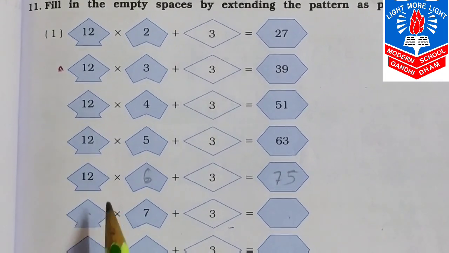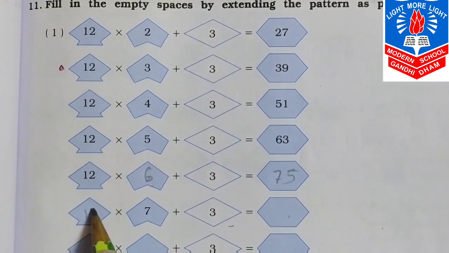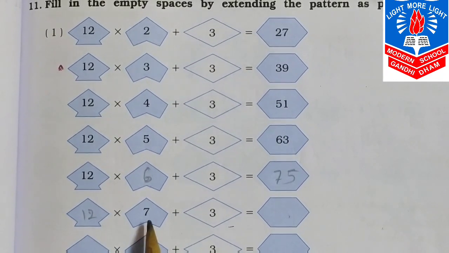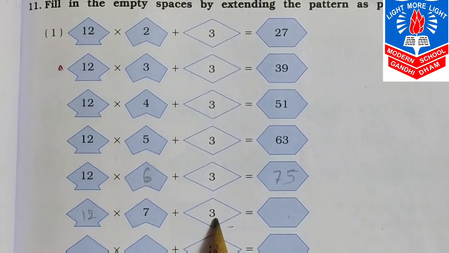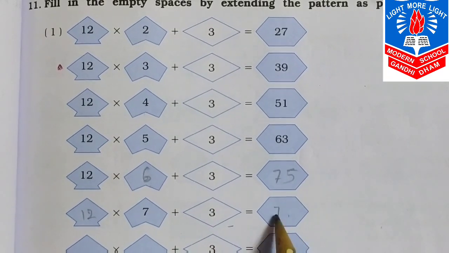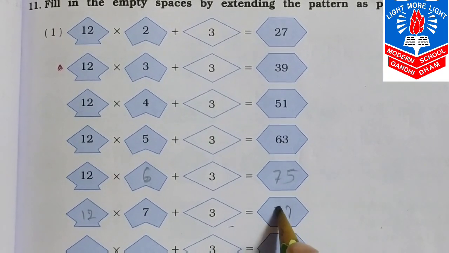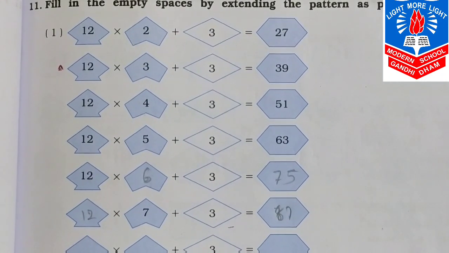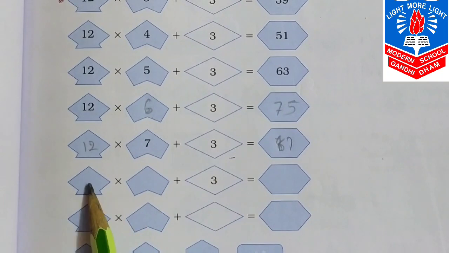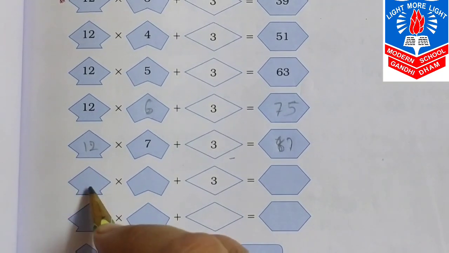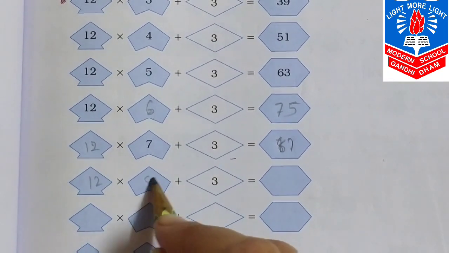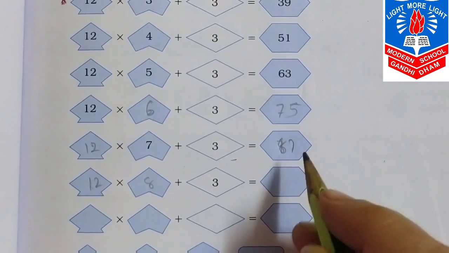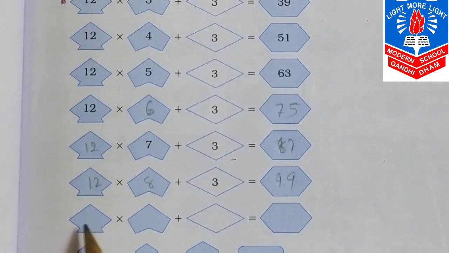Then here no number is given, so it is understood it is 12 into 7. 12 7s are 84. 84 plus 3 is equal to 87. Here no number is given, so understood 12 into 8. 12 8s are 96. 96 plus 3 is 99.